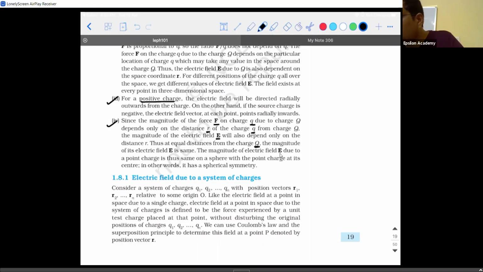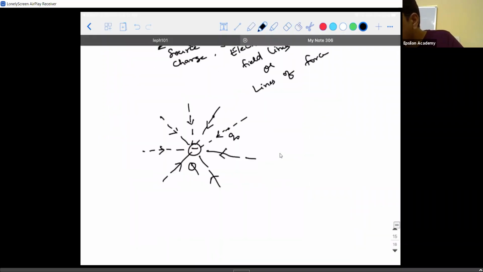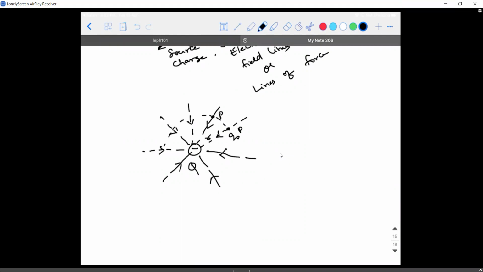Okay. So what they are trying to say is, if I take a particular point P which is at the same distance r from the source charge, at any point which is at an equal distance, the electric field is going to be the same. Okay, we'll be using this in the last concept. Have this point in your mind. Okay, and if you join all these points, what is the shape you are going to get?